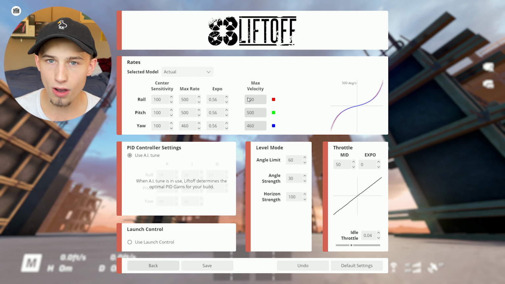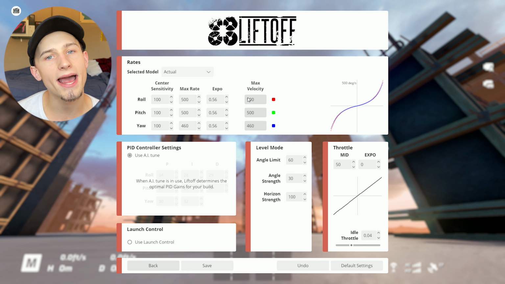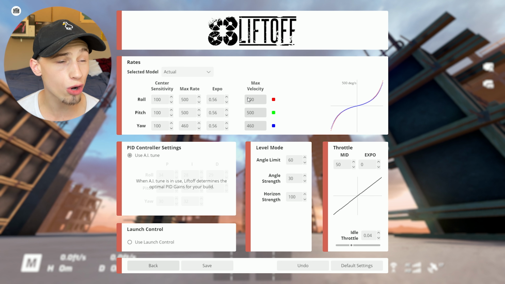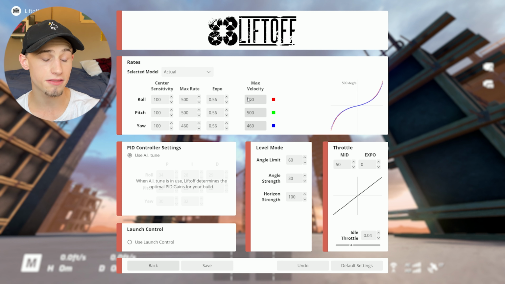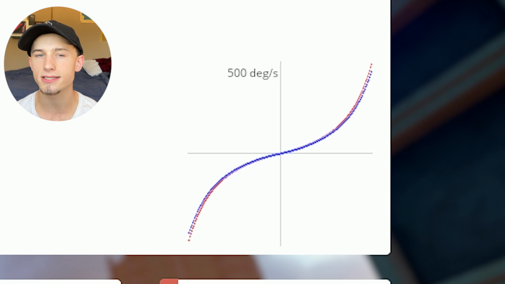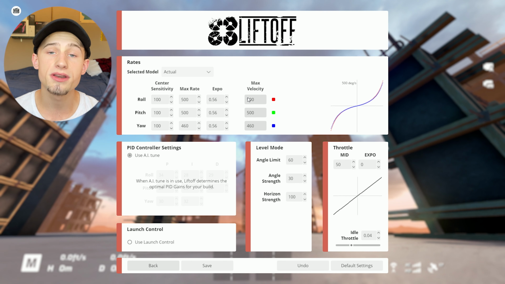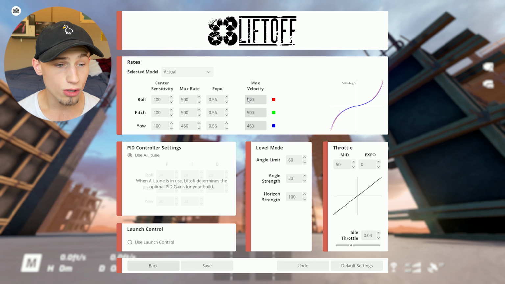And then expo, I'm not fully sure what expo actually does, but I know it's a combination of all three of those. And as you can see on the graph on the far right there, it's a little S curve. That's what you're looking for. You're wanting all three of those lines to connect into one S curve. So now that we have all of that done, we can actually get into flying in the simulator and tweaking your rates just how you want.